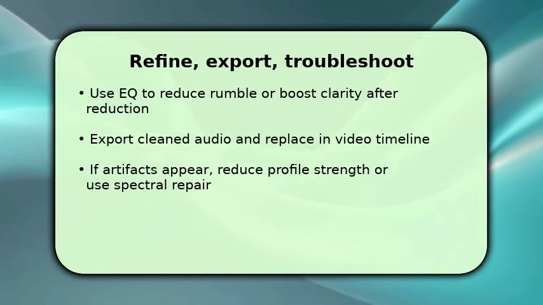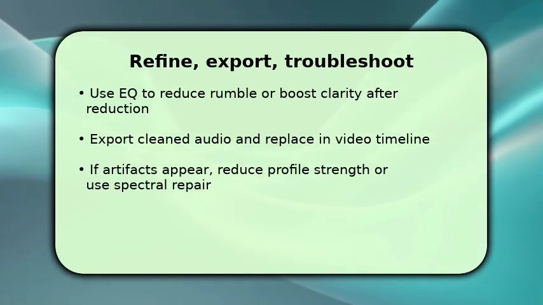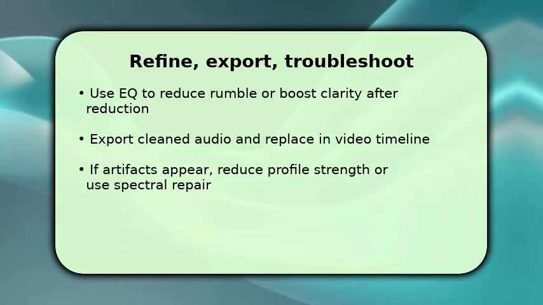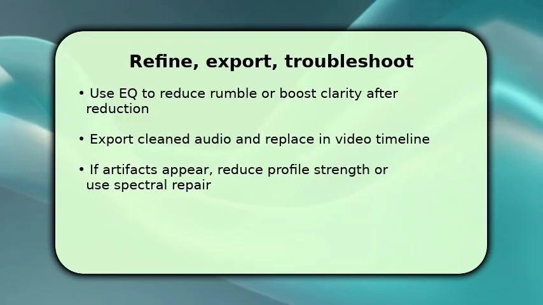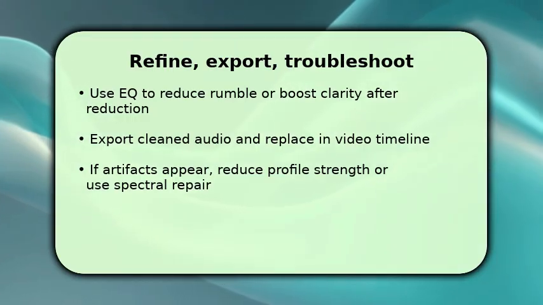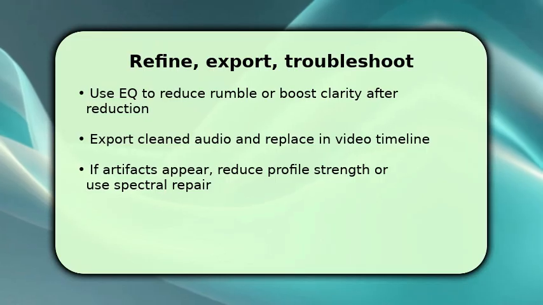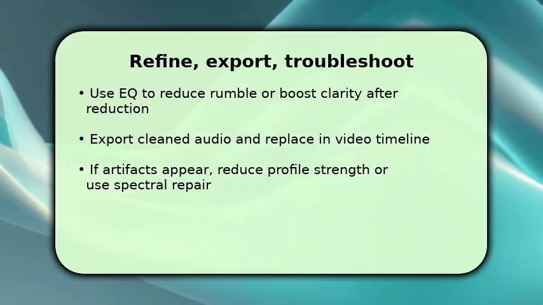Use a high-pass filter to remove rumble below 80–120 Hz and a slight presence boost around 2–6 kHz for clarity, but make small gains to avoid sibilance. Export the cleaned audio at the original sample rate and replace the track in your video editor. Align and cross-check lip sync.